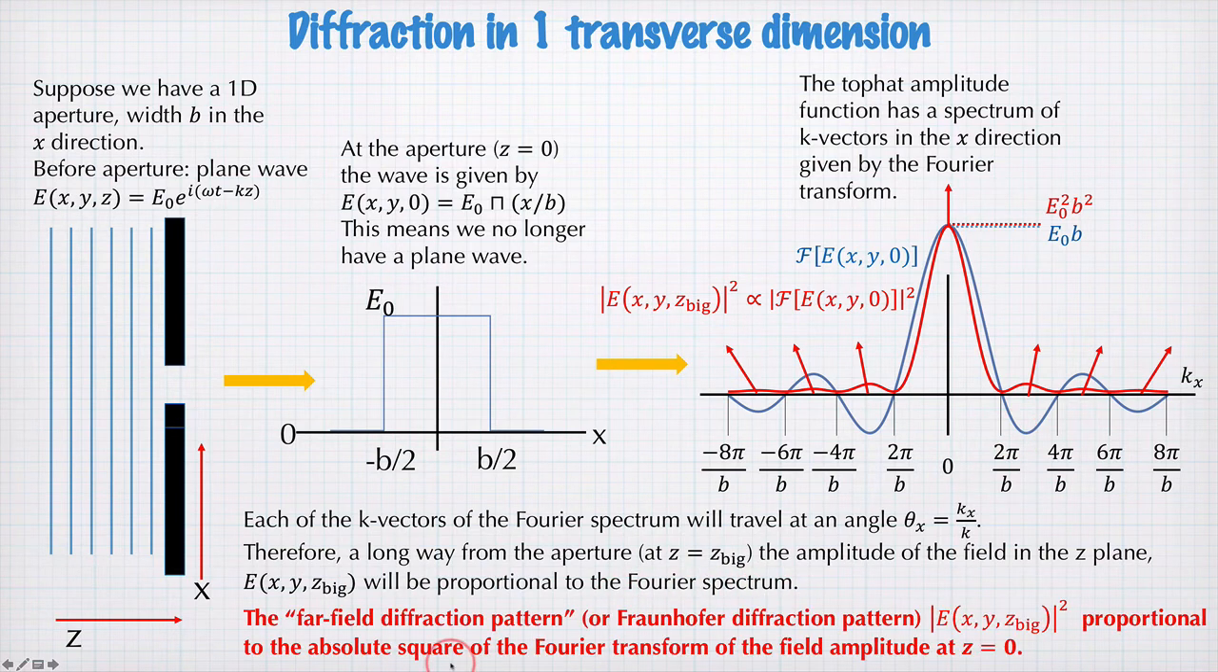So what we have therefore is an equation that gives us the far field diffraction pattern, or the Fraunhofer diffraction pattern. The square of the field amplitude at some large distance from the aperture, z big, is proportional to the absolute square of the Fourier transform of the field at z equal to 0. So the Fourier transform of the field at z equals 0 is this blue curve. The Fraunhofer diffraction pattern will be proportional to the square of this blue curve.